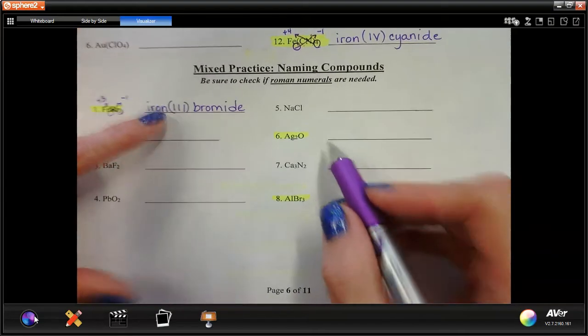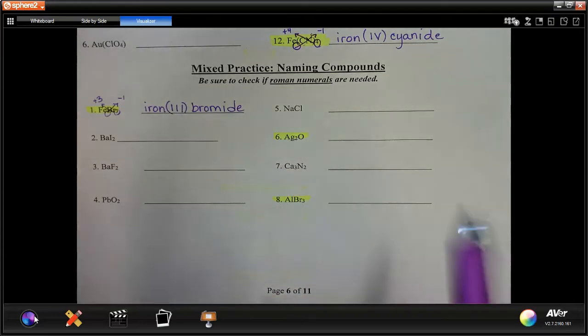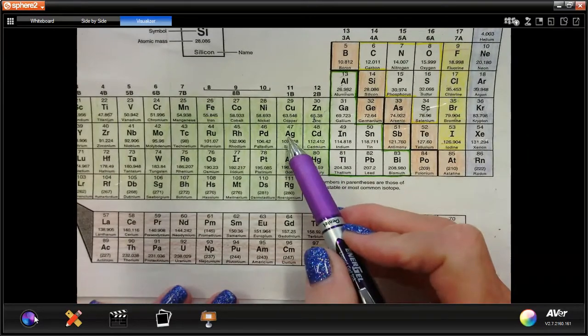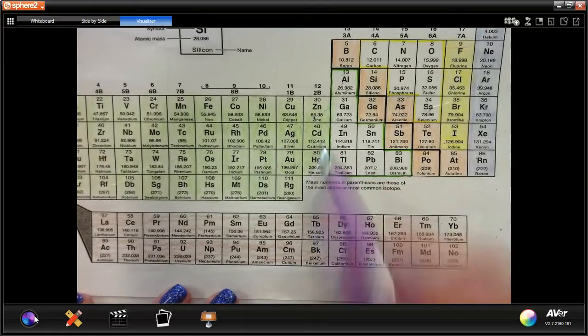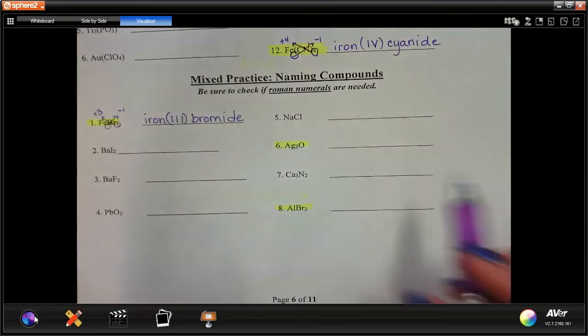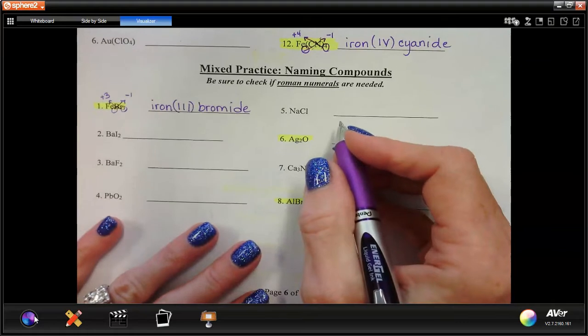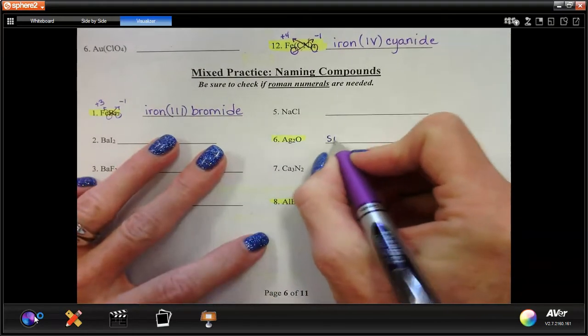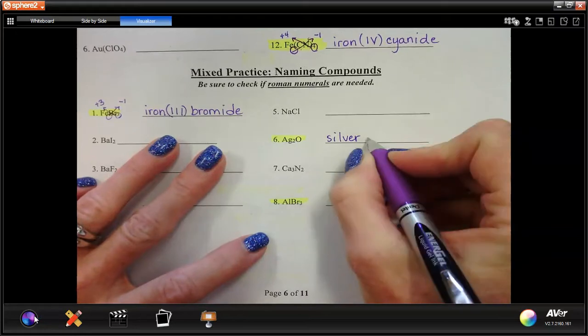Number 6. Check and see if silver is a transition metal. Well, yes, silver is a transition metal, but remember, silver, zinc, and cadmium are our exceptions there. Silver always has a +1 oxidation number, so we don't need to worry about it. It doesn't get a Roman numeral. So we can just name this silver oxide.